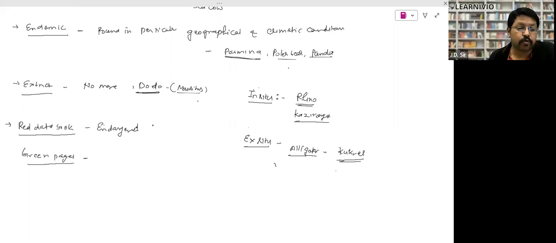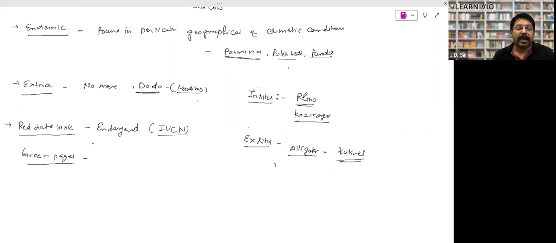Red data book. Who governs the red data book? I have given that question because I made the paper only yesterday. There is a body, IUCN, International Union for Conservation of Nature and Natural Resources, right? It maintains a book that is called the red data book. In that red data book, we give entry to endangered species, right? It has green pages, right? When these endangered animals become safe or go beyond endangered, we note them down in the green pages.